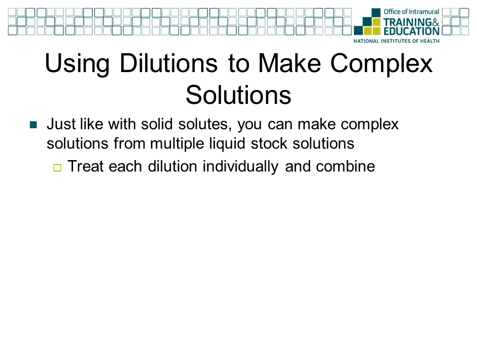Just like with solid solutes, we can make complex solutions from multiple liquid stock solutions for different compounds. To do this, we treat each dilution individually to determine the volume we need of each stock solution. Then we combine them all and bring the result to the appropriate final volume. Let's look at an example.